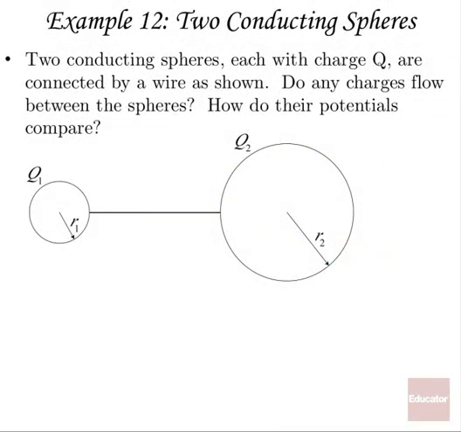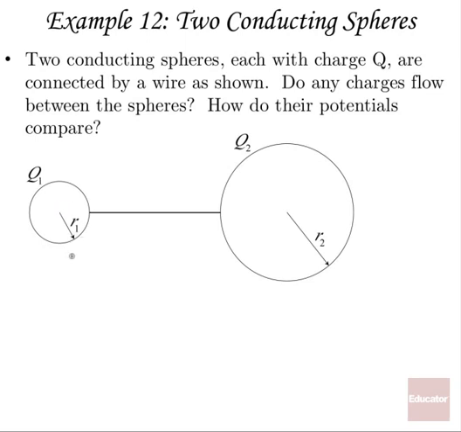All right, let's take a look at a problem with 2 conducting spheres. These 2 conducting spheres, each with charge Q, are connected by a wire as shown. Do any charges flow between the spheres, and how do their potentials compare? Well, the first thing we have to realize is when we connect them by a wire, all of a sudden they must be at equal potential. Anything that's connected by a conductor is going to be at equal potential. So once we do that, these have to be at the same voltage.